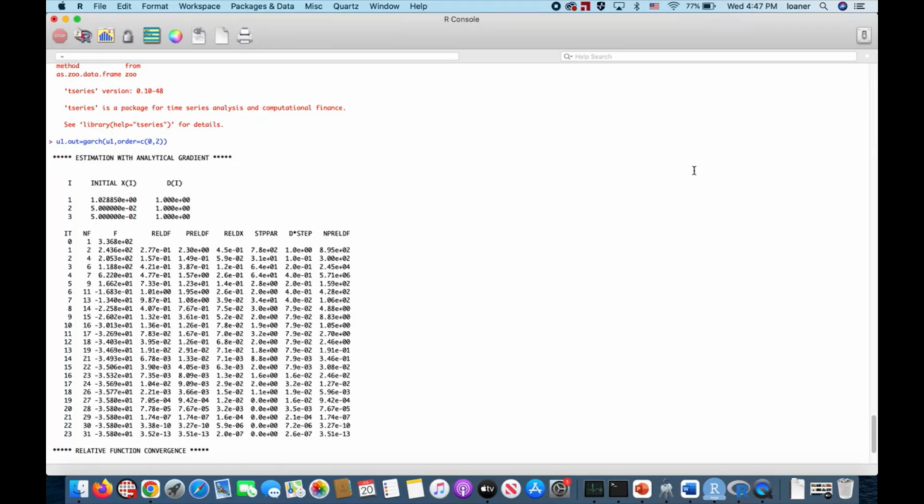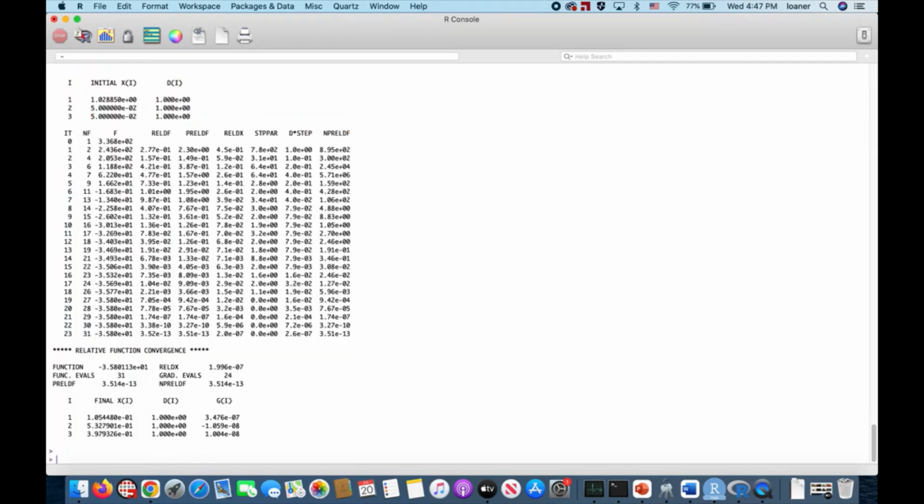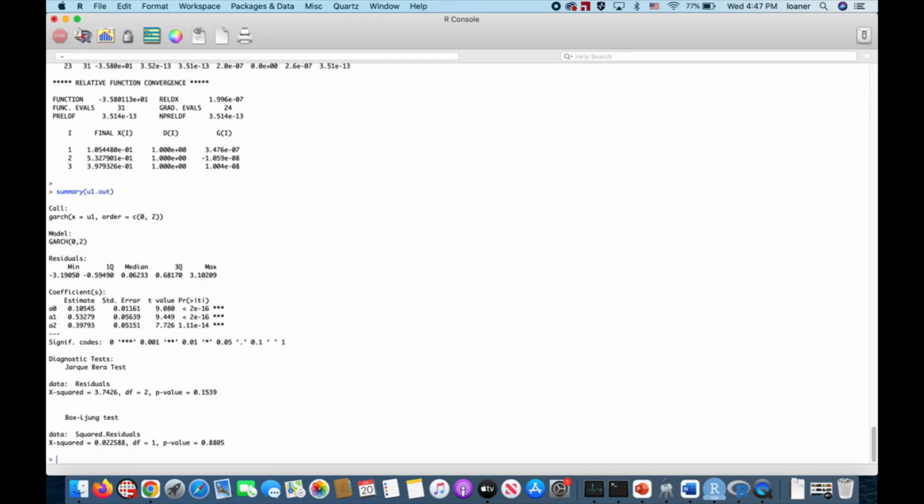So what I'm trying to do is see if I estimated the parameters of the model fairly well. The results are found by taking a summary of u1.out. If you recall, alpha naught was 0.1, alpha 1 was 0.5, and alpha 2 was 0.4. So you can see here that alpha naught is about 0.1, alpha 1 is about 0.5, and alpha 2 is about 0.4. So it did a really good job, and those parameter estimates are significant.